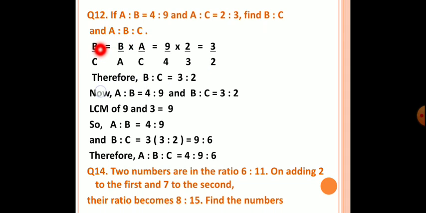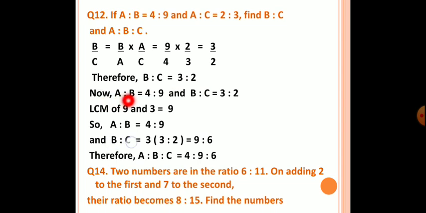So first we have to find out B is to C, that is, we can also write it as B divided by C. So to find B divided by C, we can write it as B by A into A by C. See, A in the denominator and A in the numerator will get cancelled. So ultimately we'll get B is to C. What is my B by A? That is 9 by 4. So 9 by 4 into A by C, which is 2 by 3. So if I cancel this and solve it, we'll get 3 by 2 as the answer. Therefore, B is to C is equal to 3 is to 2.